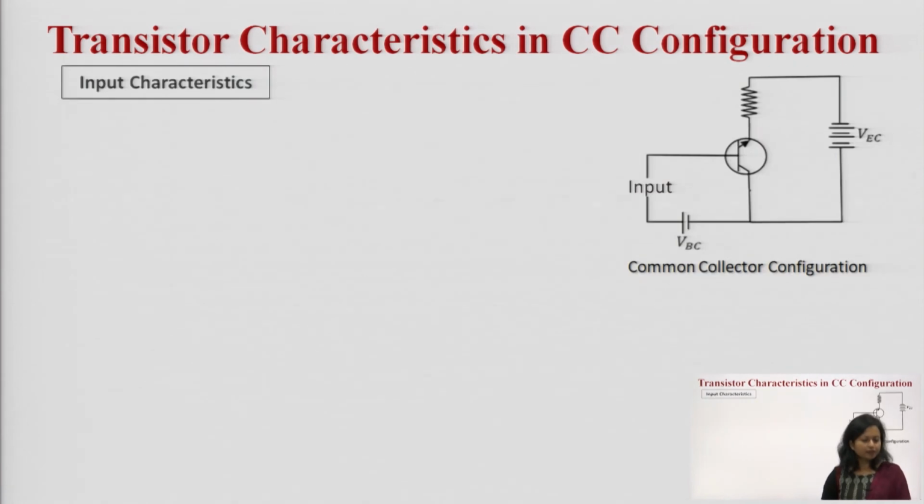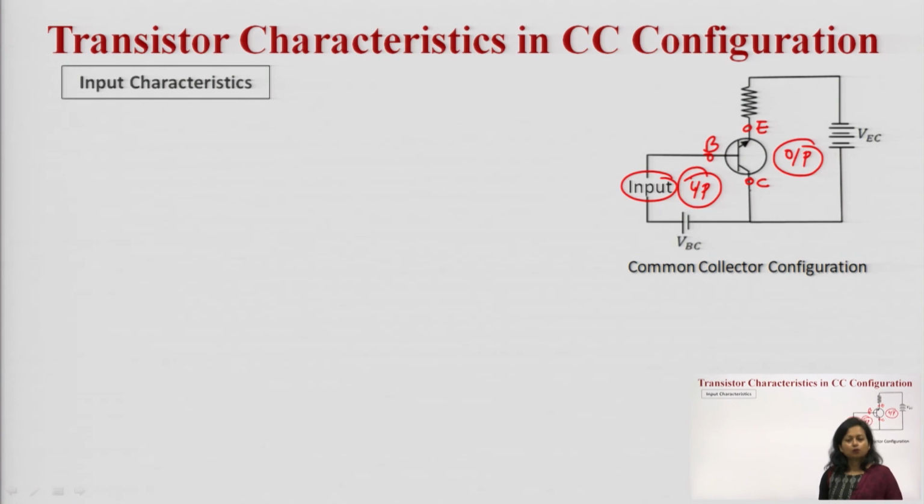Next, let us discuss the common collector configuration. In the common collector configuration, this is the collector terminal, this is the base terminal, this is the emitter terminal. The collector terminal is common with the base and emitter. This is the input being applied in between base and collector. This is the input section, this is the output section.